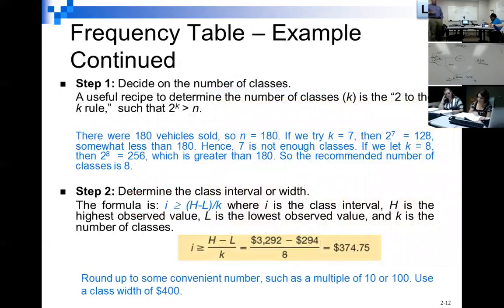Okay, so step 1 is we've got to decide on the number of classes. If it's helpful to you, flip back from this presentation to the textbook, which gives you an excellent example of how to solve the problem. Walk through it and flip back to the description of the frequency distribution. If not, I'm going to show you one on the next slide.